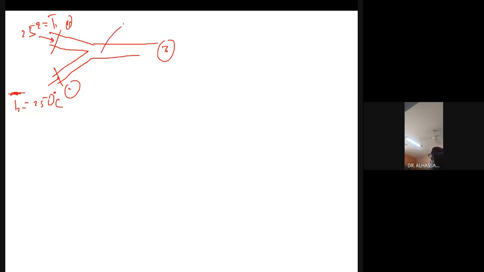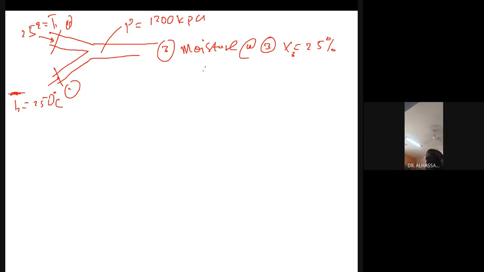And the operating pressure equals 1200 kilopascal. All right. So, and the moisture content at state 3, that is X equals X3 equals 25%. So X3 can give us 0.25. All right.